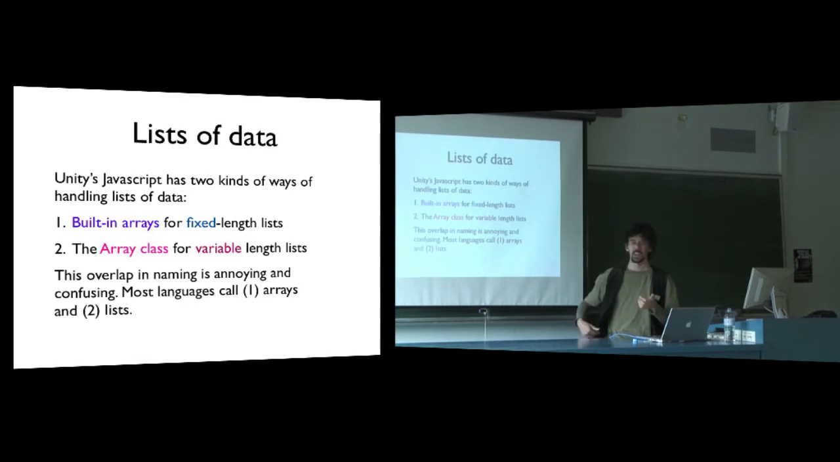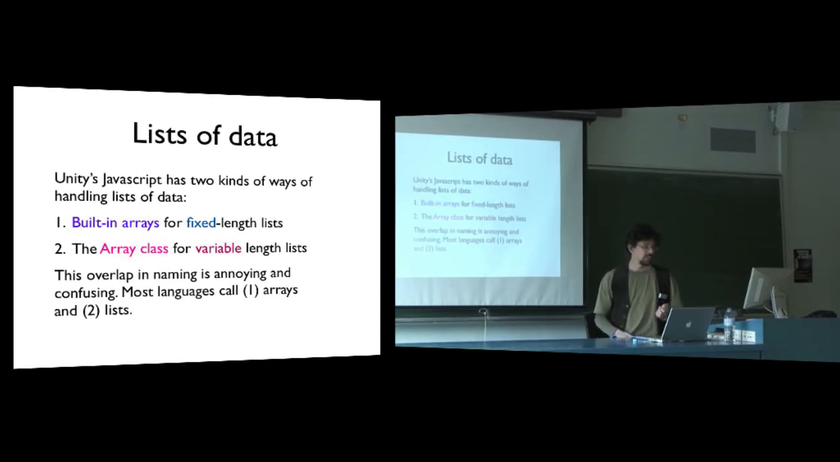There's also the array class, which has very similar functionality, but actually allows you to have variable length arrays. With the array class, you can add more elements to it or take elements away from it. With the built-in array, you say when you create it, this is an array of 4 objects, and it's forever afterwards an array of 4 objects. This overlap in naming is confusing. In other languages, they usually call the fixed length things arrays, and the variable length things are usually called lists. I don't really know why they made two different implementations with the same name.